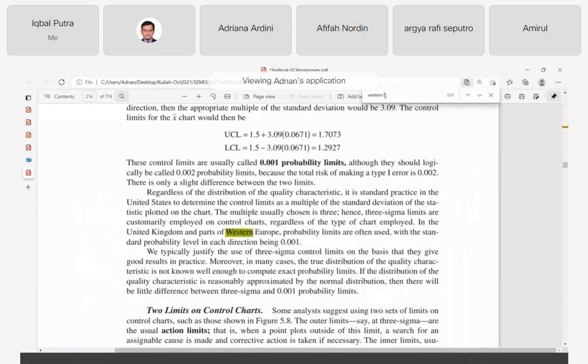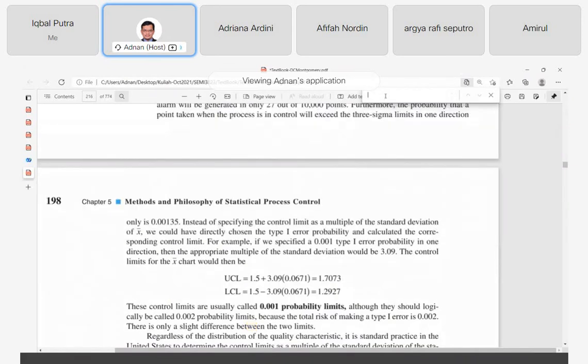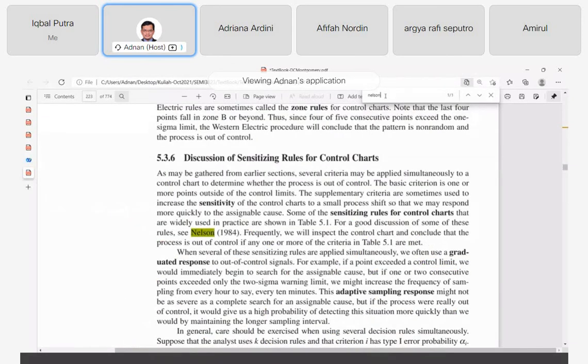Or sometimes Western run rule or Nelson's runs rule. This is Nelson's runs rule, which can also be used. Runs rule is also a method that we can use to recognize variability within control limit.